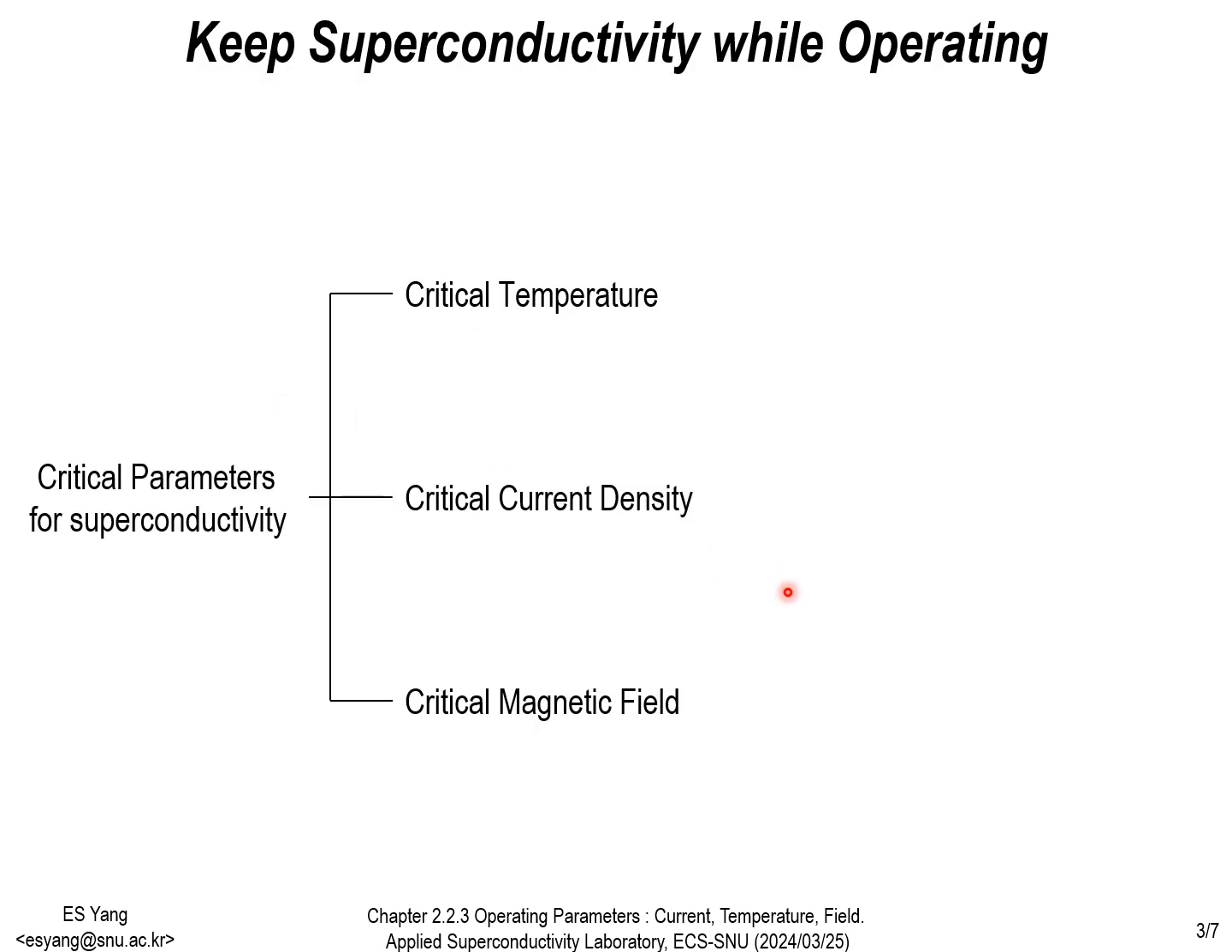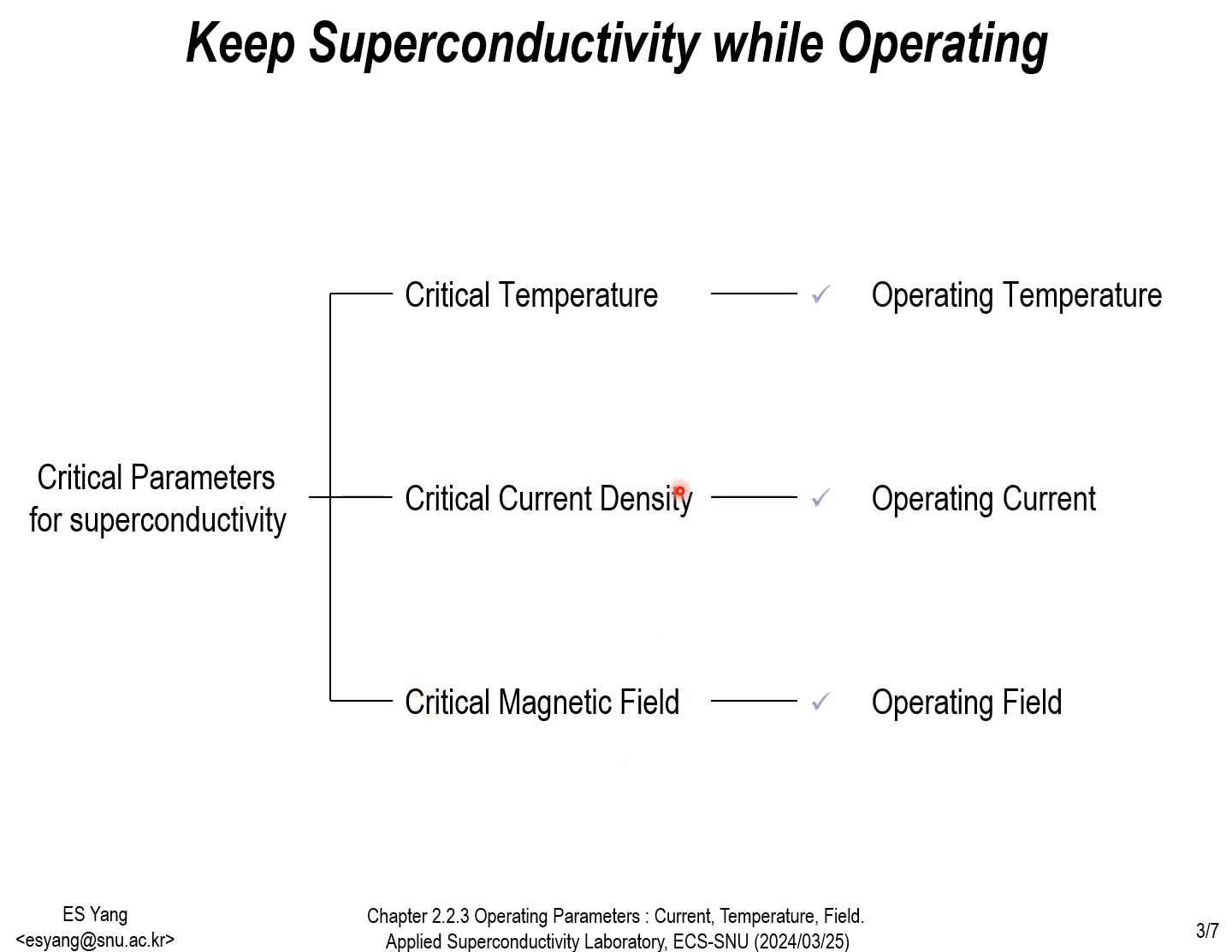To utilize superconductors effectively, it's crucial to maintain superconductivity during operation. The critical parameters of superconductivity include critical temperature, critical current density, and critical magnetic field. Considering these, determining the operating temperature, operating current, and operating field values is essential.